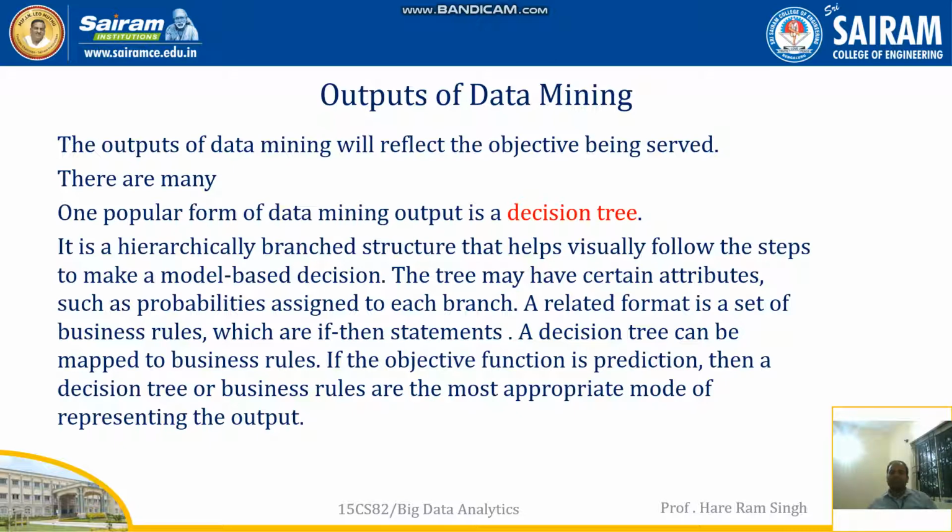A related format is a set of business rules, which are if-then statements. So it can be labeled with if and then statements also. A decision tree can be mapped to business rules. If the objective function is prediction, then a decision tree or business rules are the most appropriate model of representing the output. Decision trees are covered in the next module, module 4, as a separate chapter. There you can study in detail with examples.